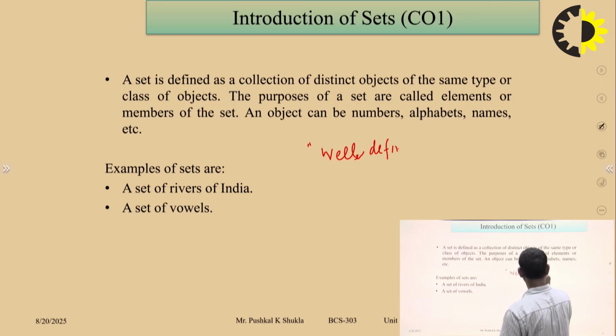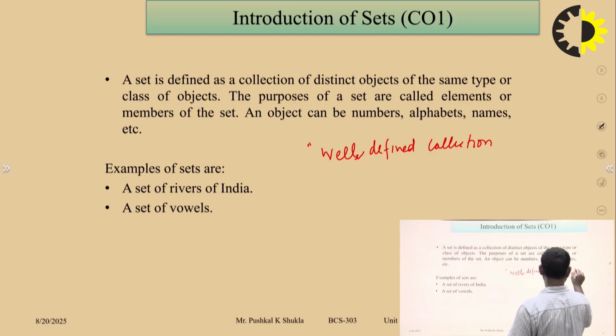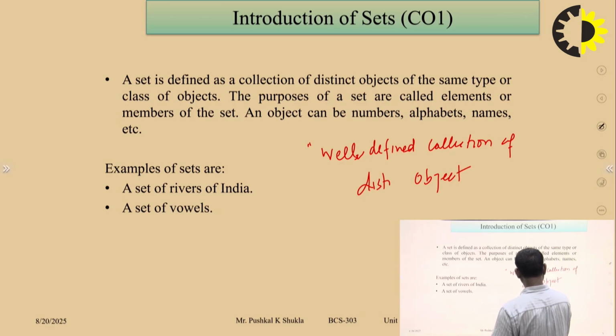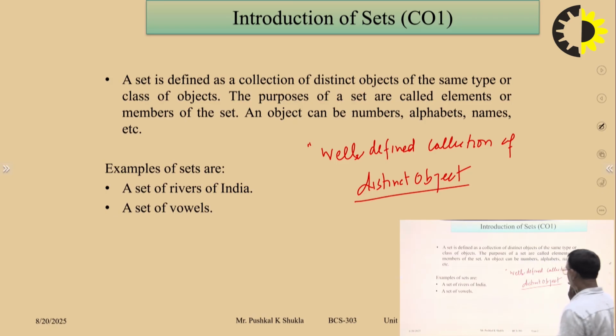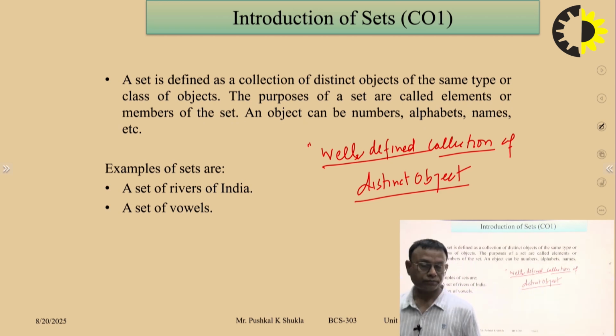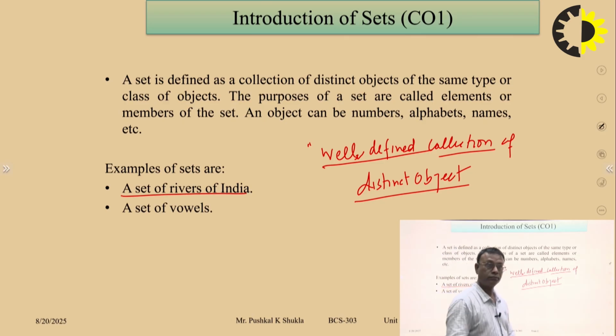Well defined collection of objects, distinct objects. There is a term, distinct objects. Well defined collection of distinct objects, what does it actually mean? Suppose, for example, a set of rivers of India. So the set of rivers of India is well defined.